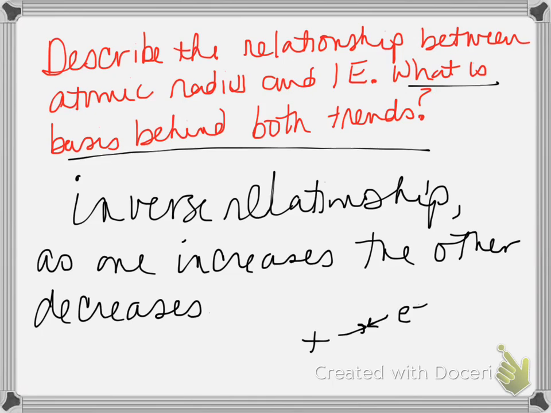So that's pretty much it. You can discuss electron shielding, you can discuss the actual basis of trends, but really it comes down to the fact that the more tightly the nucleus is pulling the outer electrons, the smaller the radius, and the harder it is to remove those outer electrons.